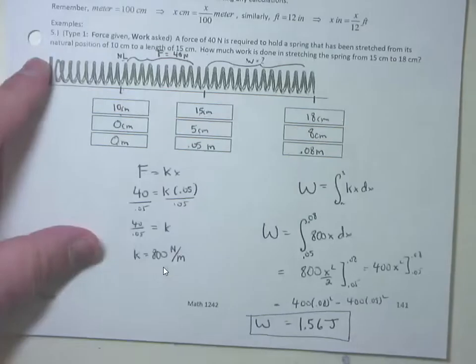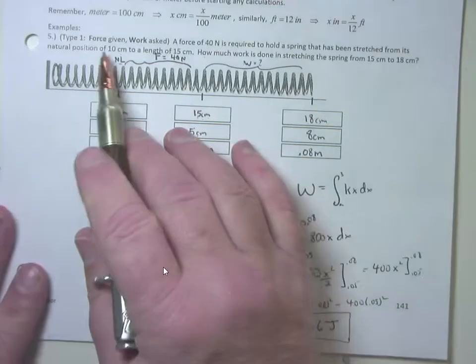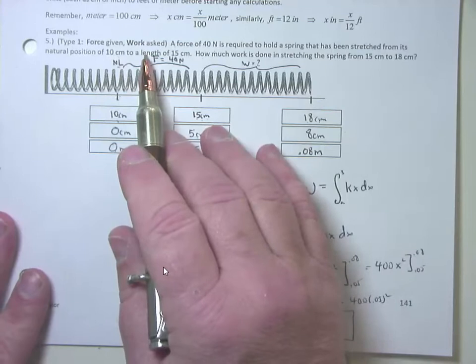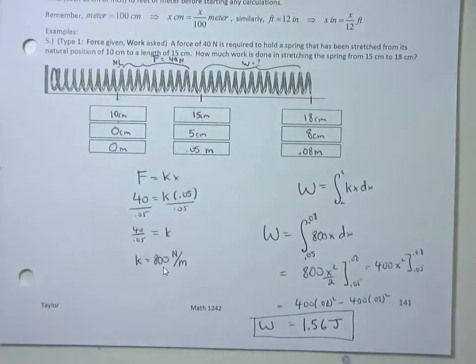Now, last time we did this particular problem, and I called it a type 1 problem. Type 1, I gave you force, and then I asked you about work. This is the traditional problem, because when you do a spring problem, the most important thing to be able to get the problem started out correctly is you've got to find K. Every spring is defined by its spring constant.